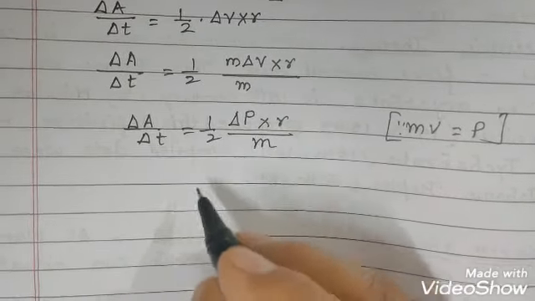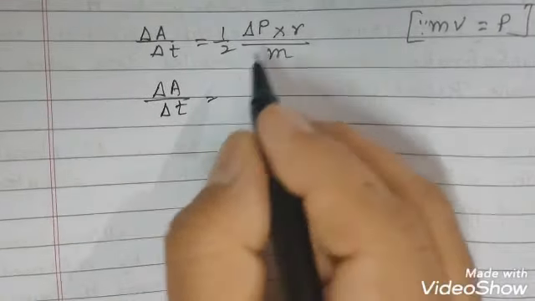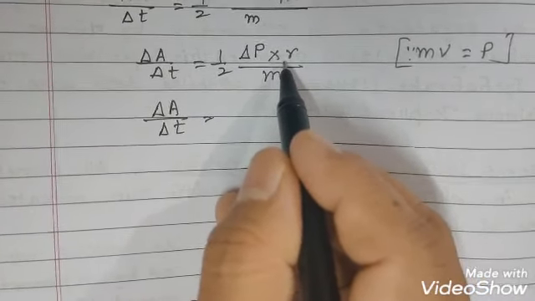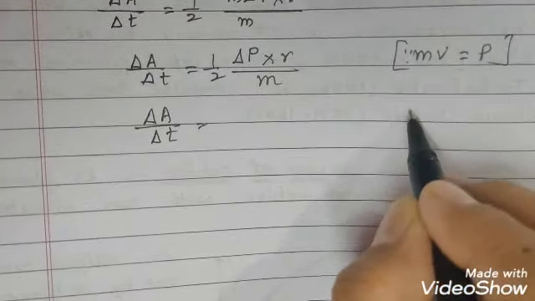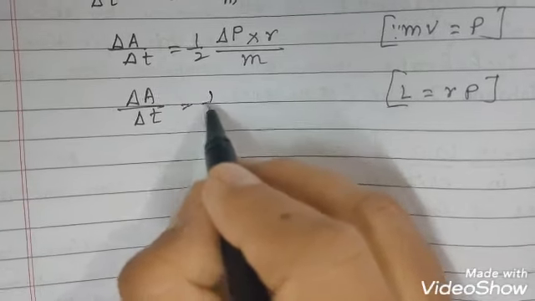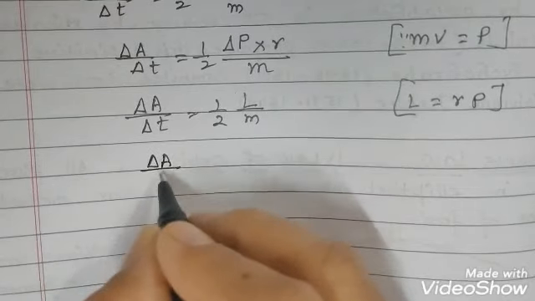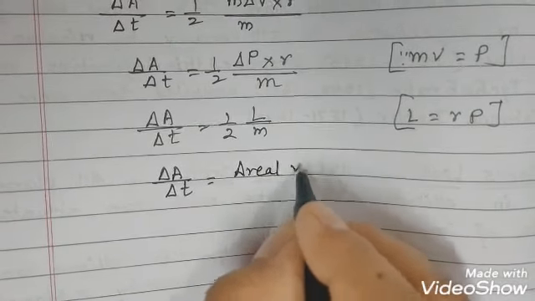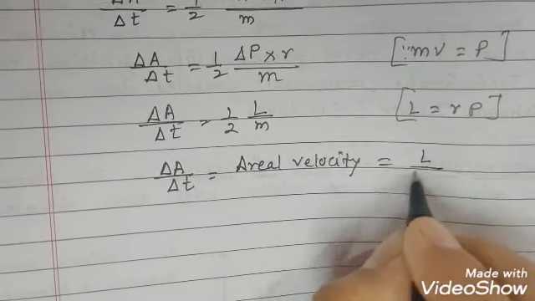Now we'll see that this is del A upon del T, and we know that P into R, the linear momentum and the radius, will give us the angular momentum. So we know that L is equal to Rp in magnitude. So we'll replace here half L upon m. That means del A upon del T, which is also called the areal velocity, comes out here as L upon 2m.